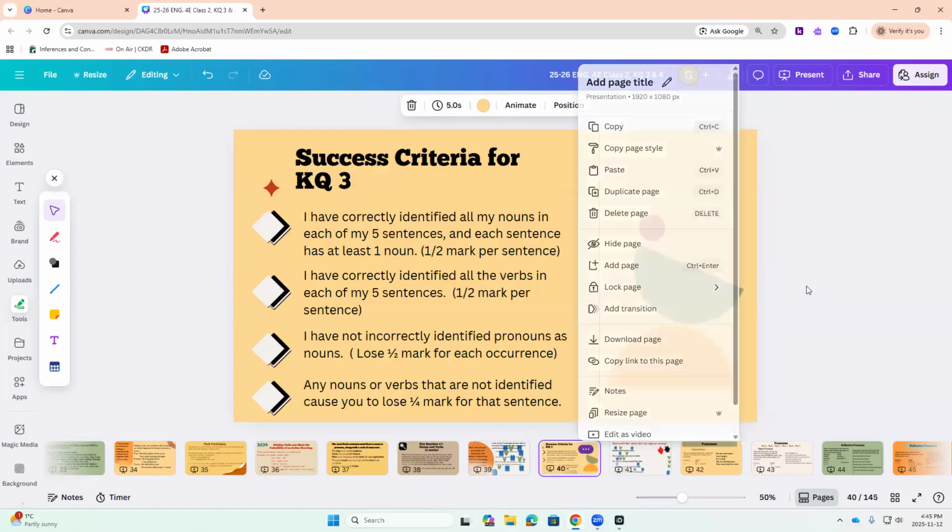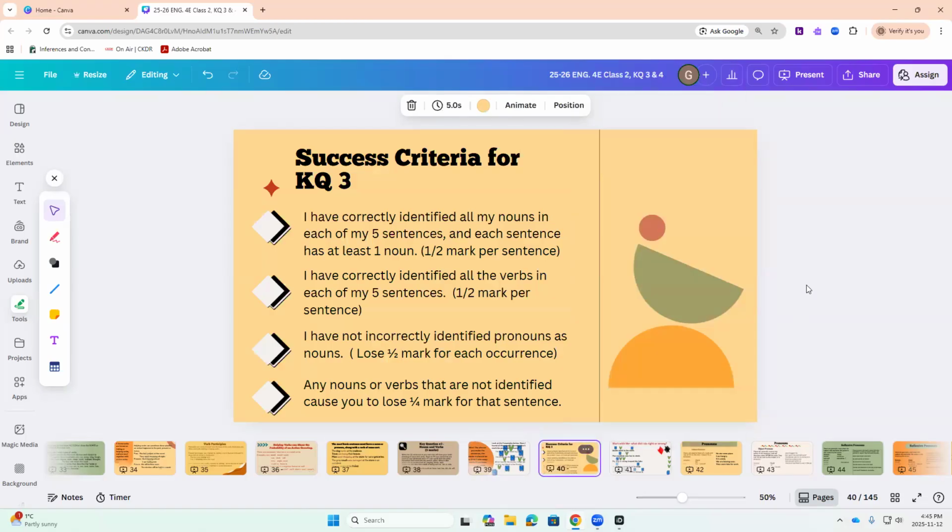So the success criteria. This is kind of how I'm going to be marking this. I think I've changed this to 10 marks. If you correctly identify all the nouns in each of your 5 sentences, and each sentence must have at least one noun, so that's a half mark per sentence. So that is a possible 2.5 marks. Sorry, I write terribly with a cursor. Correctly identified all the verbs in each of your sentences. That is another possible 2.5 marks.